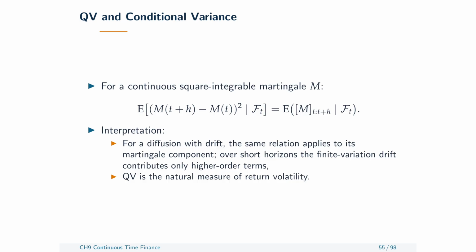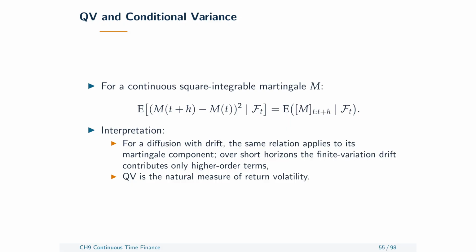When sigma is constant, the result is sigma squared times elapsed time. When sigma changes stochastically, quadratic variation is itself random. It captures the realized path of local variance rather than only an unconditional variance parameter.